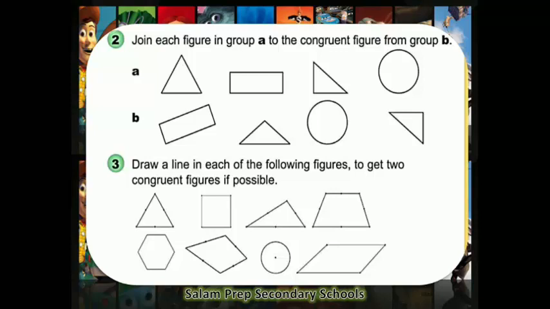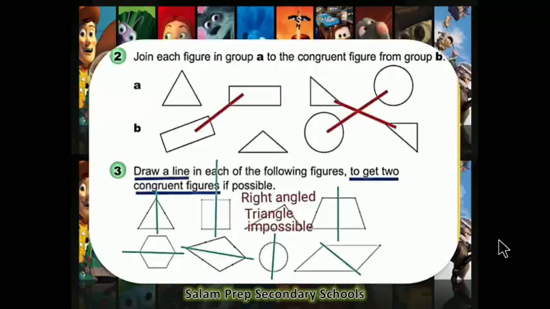Excellent. Check your answer with the Answers Guide. Please pay attention. This triangle is a scalene triangle and a right-angled triangle. It's impossible to get two congruent figures if you draw a line. Okay?